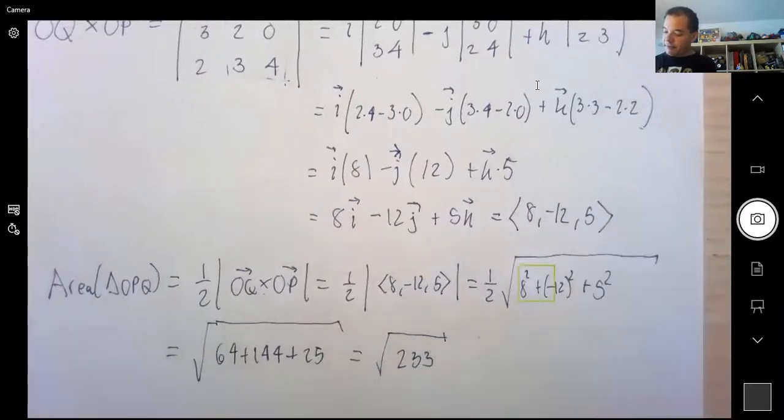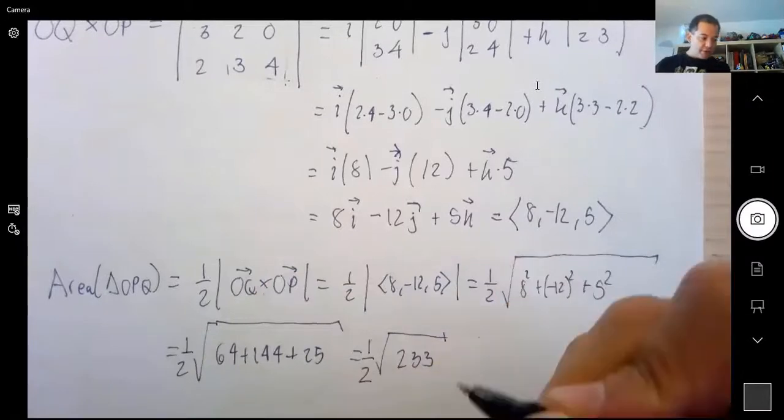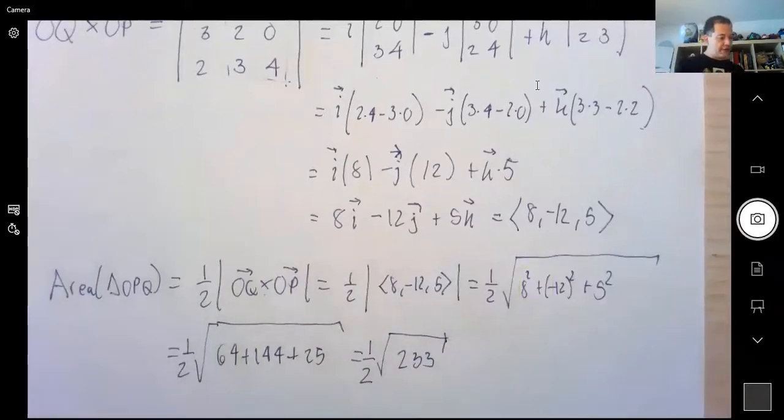Oh, where's the 1/2? I lost the 1/2. Don't do that. It's important, right? So it's 1/2 of that. 1/2 of the square root of 233. And that's it. All right? Is it clear?